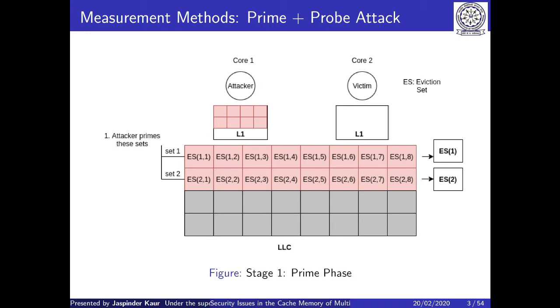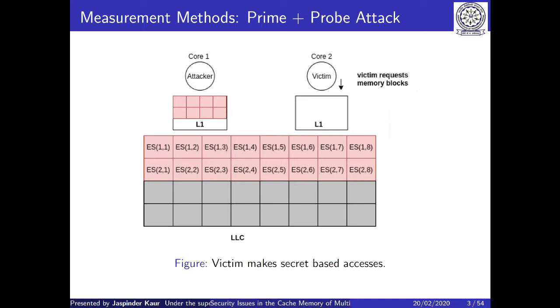After prime phase, the next phase for the attacker is probe phase. But before starting the probe phase, it will wait for some activity performed by the victim application in these two sets. Because as I said, the attacker is trying to find out whether the victim is accessing these two sets or not. Hence, after its prime phase, it will wait for the victim to access these two sets. A very important point I forgot to mention is that in prime probe attack, the attacker and victim are two independent applications. They need not share any data to perform this measurement.